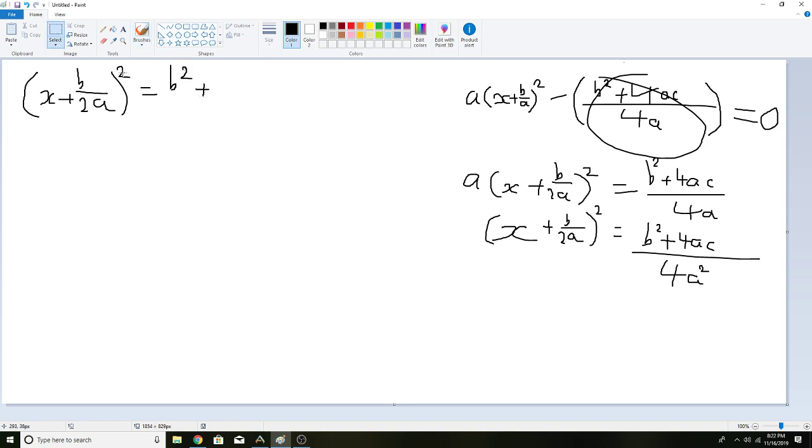Since we're square rooting it, we don't need this, and then if I get my brush back, 4ac over, remember 4a squared, and we're square rooting this. So I put a big square root over it.